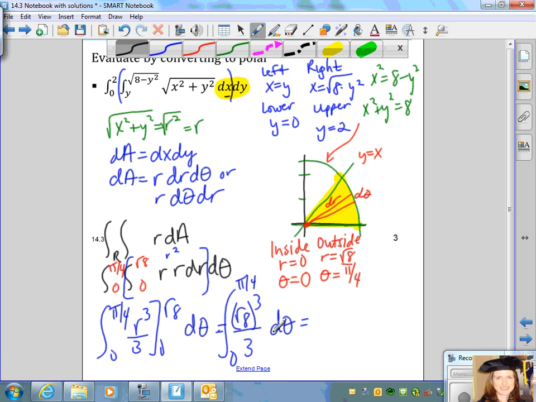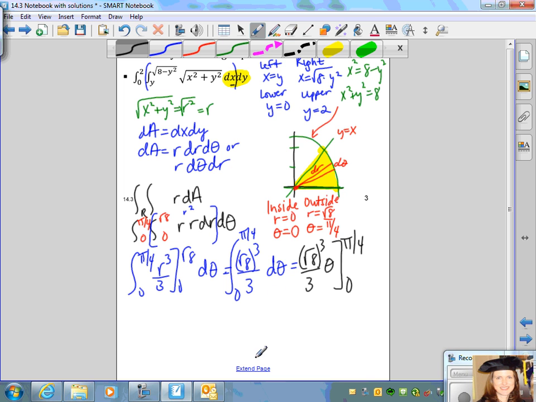And when we take the antiderivative of this with respect to theta, this is a constant. So it would be the square root of 8 all to the third power over 3 times theta, where theta is evaluated from 0 to pi over 4. Now you can plug in pi over 4 for theta, and you get square root of 8 to the third over 3 times pi over 4. And then when you plug in 0, you get 0. So you can simplify this now. This is going to simplify to pi times 4 square root of 2 over 3, and that ends up being approximately 5.92.